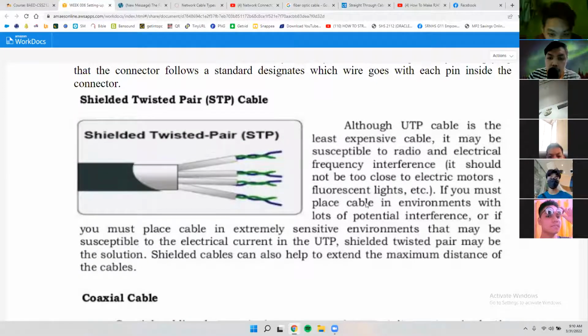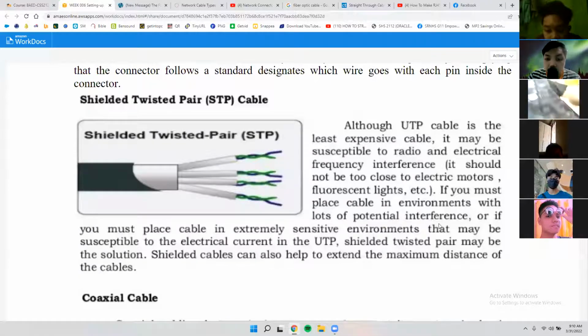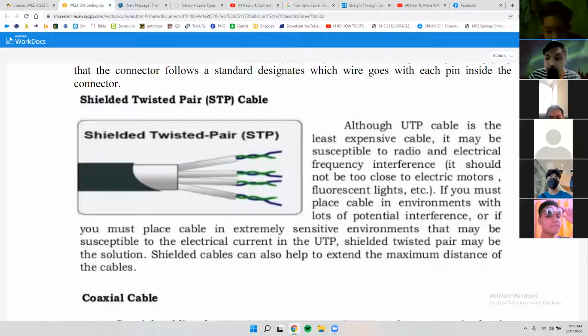If we must place cable in environments with lots of potential interference, yung electromagnetic, electrical frequency, you must place in extremely sensitive environments that may be susceptible in electrical current in the UTP. Shielded twisted pair may be the solution. Okay? Shielded cables can help to extend the maximum distance of the cables. Kumbaga, may shielded siya para maiwasan yung electrical frequency interference, usually yung mga electrics and lights.